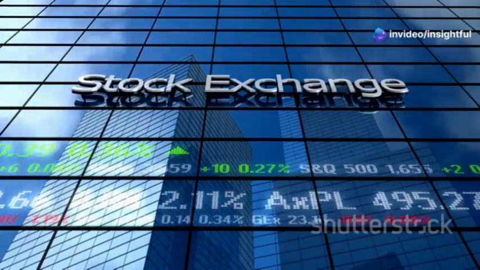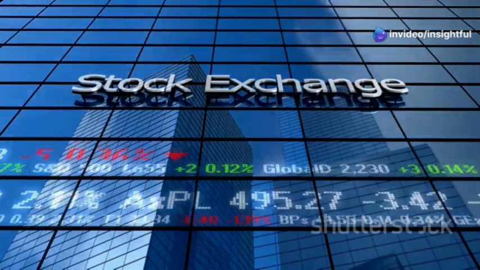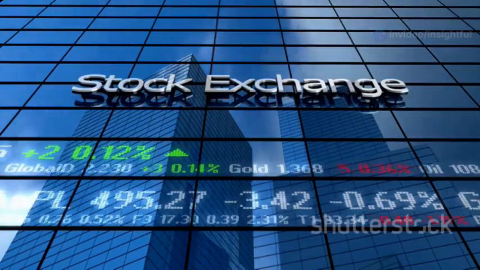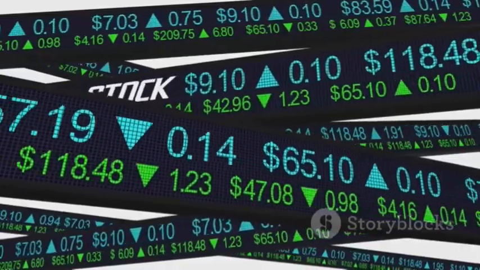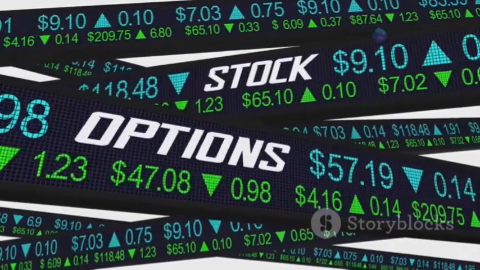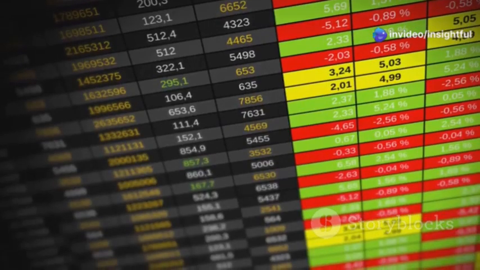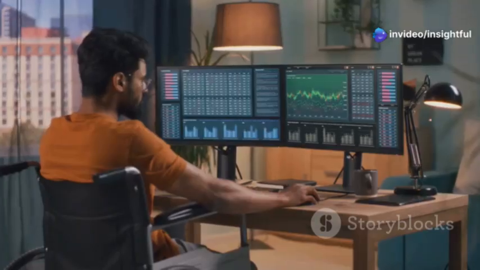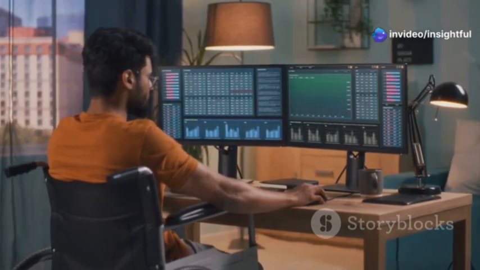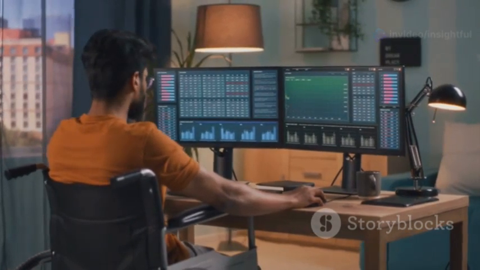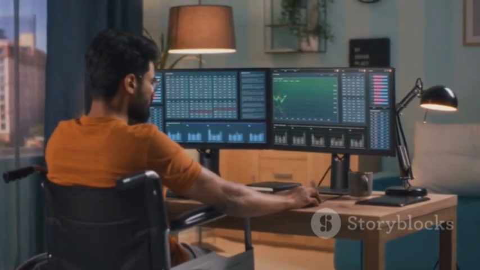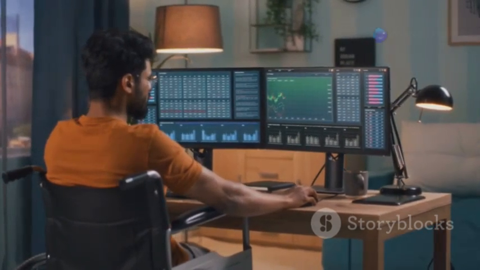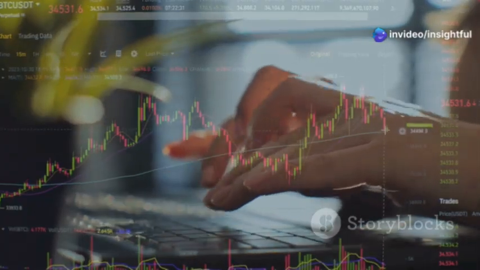In the Indian market, options are traded on major exchanges like the National Stock Exchange and the Bombay Stock Exchange. They are available on a wide range of underlying assets, including stocks, indices, and currencies. The price of an option, known as the premium, is determined by various factors, including the current price of the underlying asset, the strike price, time to expiration, volatility, and interest rates.